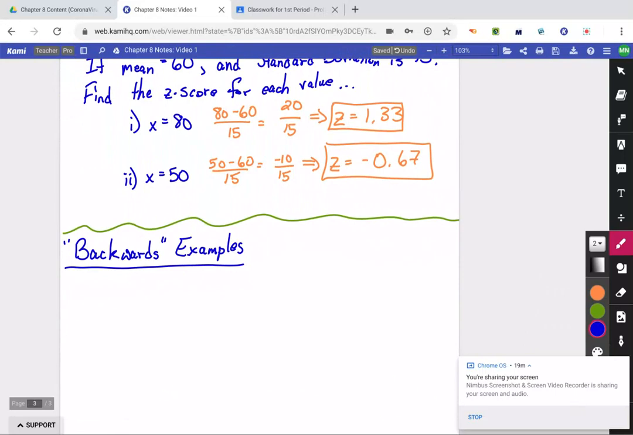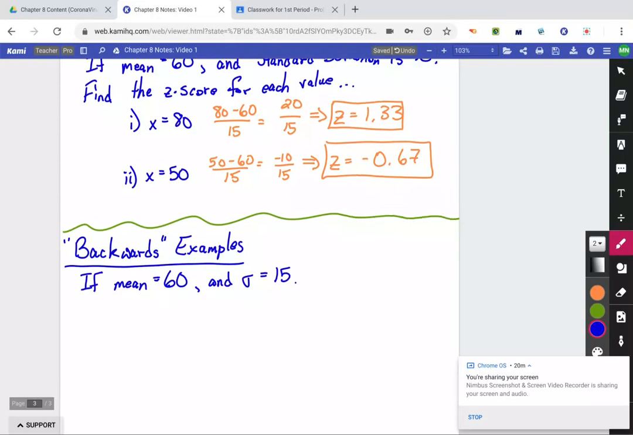And these backwards examples exist. So let's stick with the same stuff, just so that you can see kind of like fluid examples here. Let's say the mean is 60 still, and standard deviation is still 15. Sigma is standard deviation. The backwards type of problems are going to start with the z-scores, right? And you're going to work backwards to find out what values you started with, what x values.